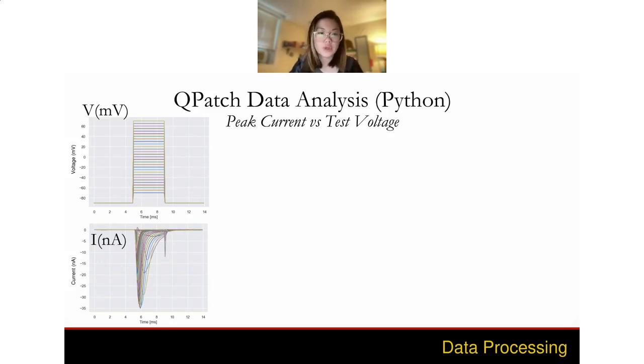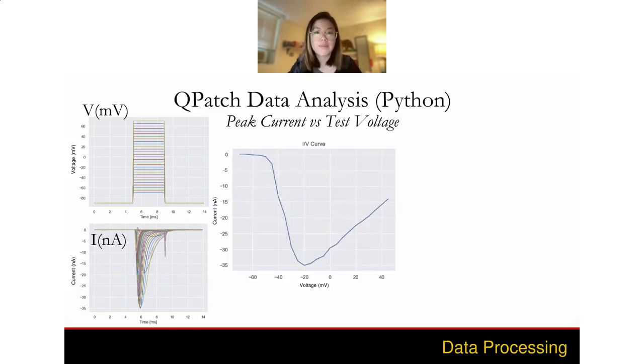And from there, I took the maximal current change down here, the big slope, and I was able to map out the IV curve, the current voltage curve, where voltage is on the x-axis and current is on the y-axis. And we're able to see how, at different membrane potentials, the channel, or this cell that is expressing a single type of channel, will open or close a certain number of these channels.